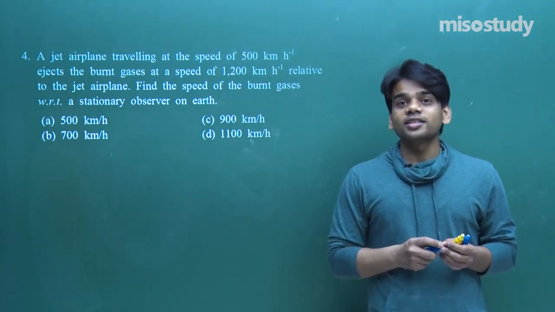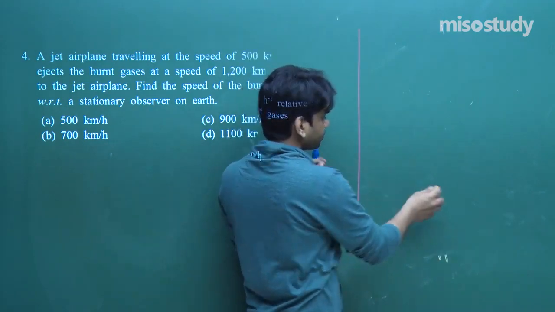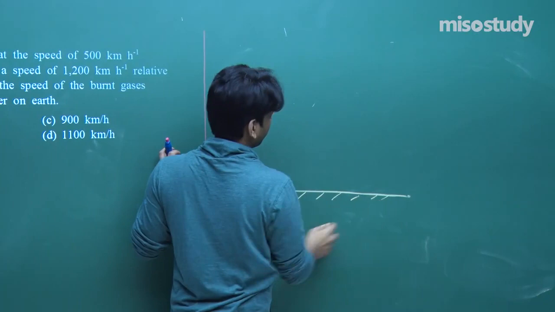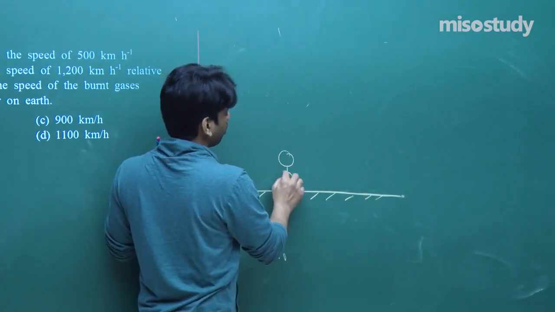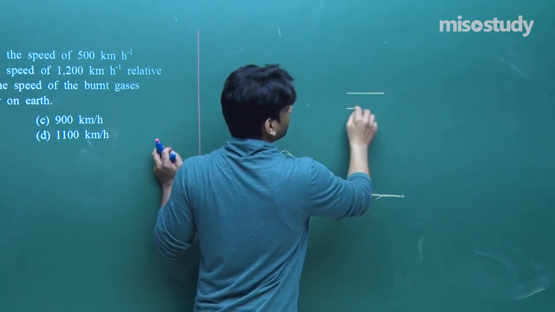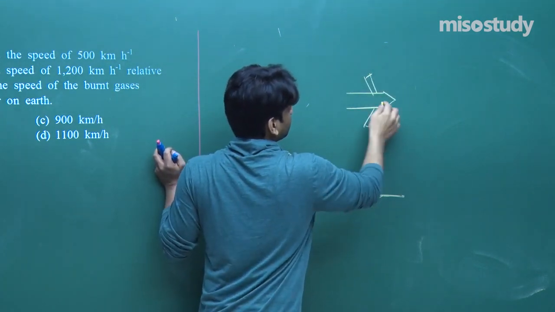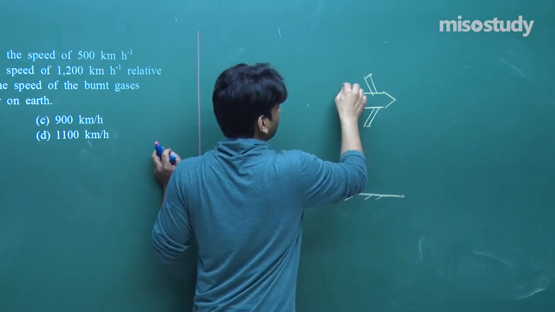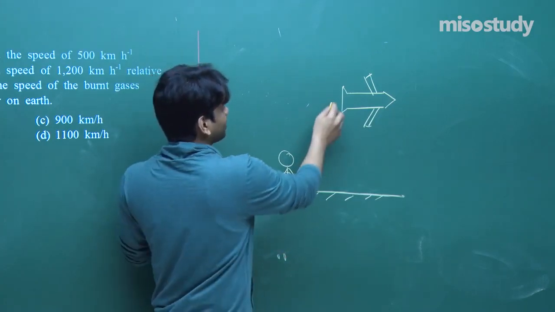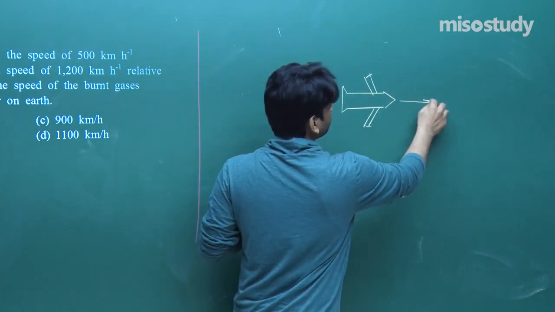Let me show you what is happening. First of all, we have an observer on ground. Let's say this is ground. We have an observer standing on ground. He observes a jet airplane which is moving in this way. Let's say this is the jet airplane moving in this way. Now this is releasing gases and it is moving forward.